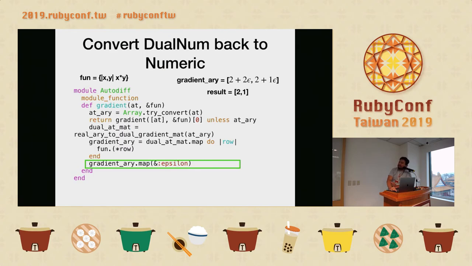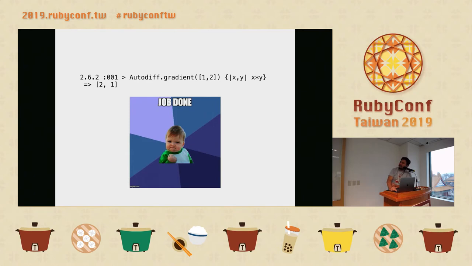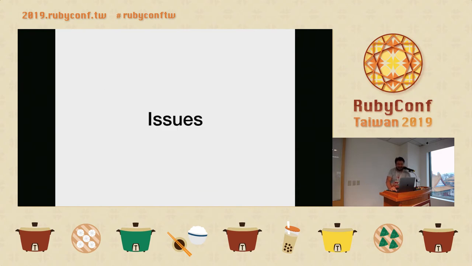So next, we just convert it back to numeric. We map the gradient array to their epsilon. So we just get 2, 1. But basically, you get bugs after the first successful prototype, right? So we got tons of issues.